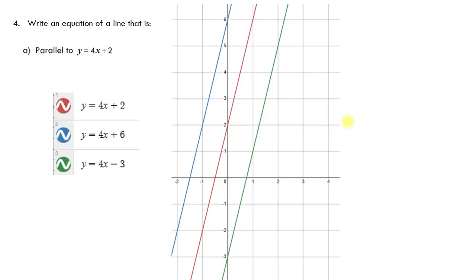So y equals 4x plus 6 or y equals 4x minus 3 are all lines that are parallel to y equals 4x plus 2. The only criteria that has to be satisfied is the coefficient of the x term must be 4.